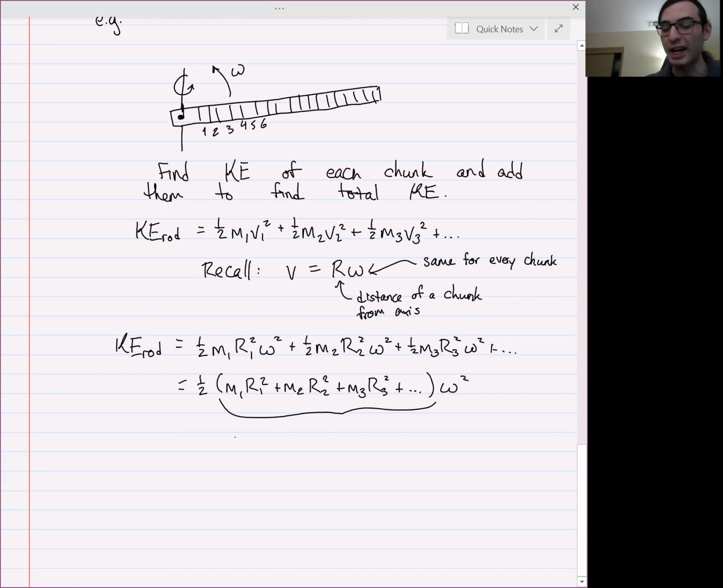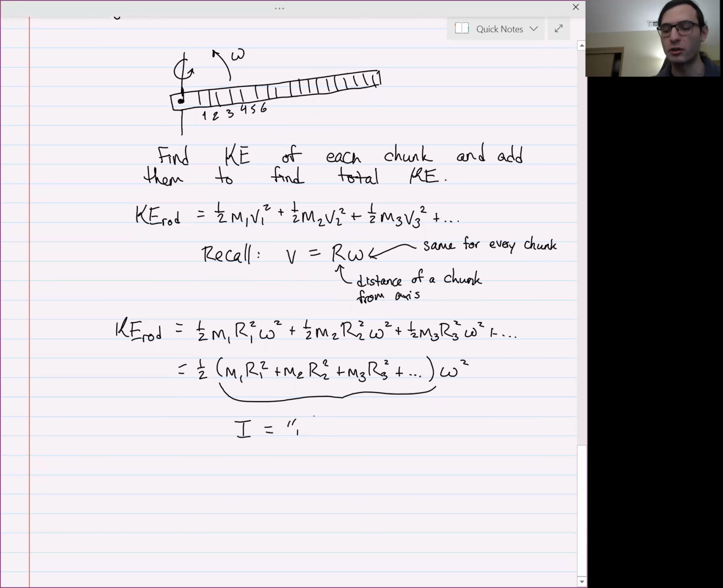we call this thing I. We just give it the letter I for any given object. And it has the name rotational inertia, also known as moment of inertia. I will use those two phrases interchangeably, but they're the same thing.